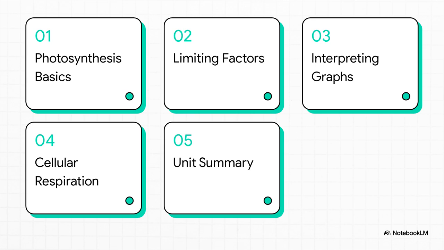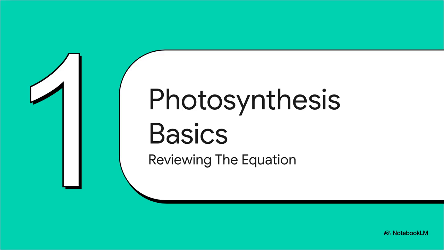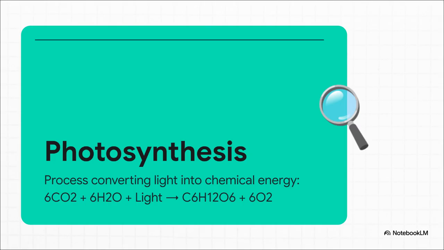Let's get to it. All right, let's kick things off with Section 1, a quick refresher on the absolute basics of photosynthesis. So, just to make sure we're all on the exact same page, photosynthesis is the process where plants convert light energy into chemical energy, specifically glucose. You remember the equation, right? 6CO2 plus 6H2O plus light energy yields C6H12O6, or glucose, and 6O2. And keep in mind, this whole amazing process happens in two distinct stages, the light-dependent reactions and the Calvin cycle.